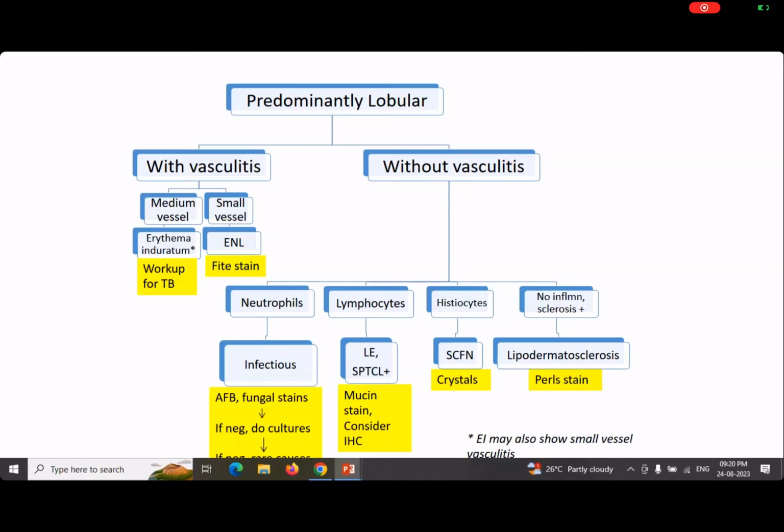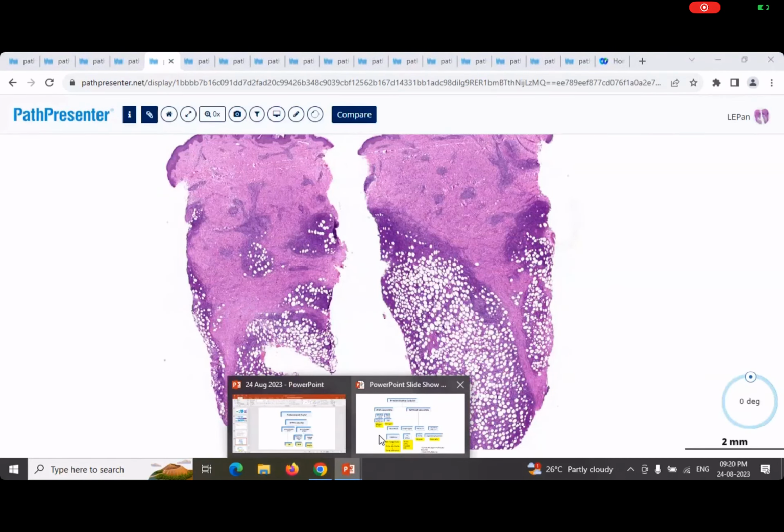Then you could have crystals, as you see in subcutaneous fat necrosis of newborn, and you could also see this condition, which is known as lipodermatosclerosis or atrophic panniculitis, which is seen in late stages of stasis. Okay, so these are the differentials for your lobular panniculitis. Now we'll move to case number 14.